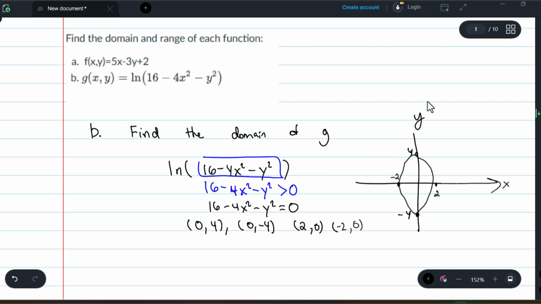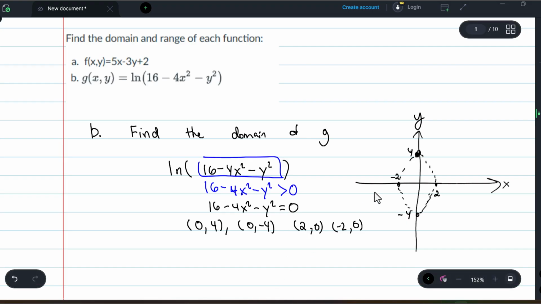So what that's telling me is that I don't want to plug in ordered pairs in my xy plane that guarantee that I get a 0 within my blue box. In other words, I don't want to plug in points along the curve, that is the ellipse that I have here, because that would guarantee that I will get a 0 out of this equation, and then I wouldn't be able to evaluate my natural log. So the ellipse itself cannot be part of the domain.